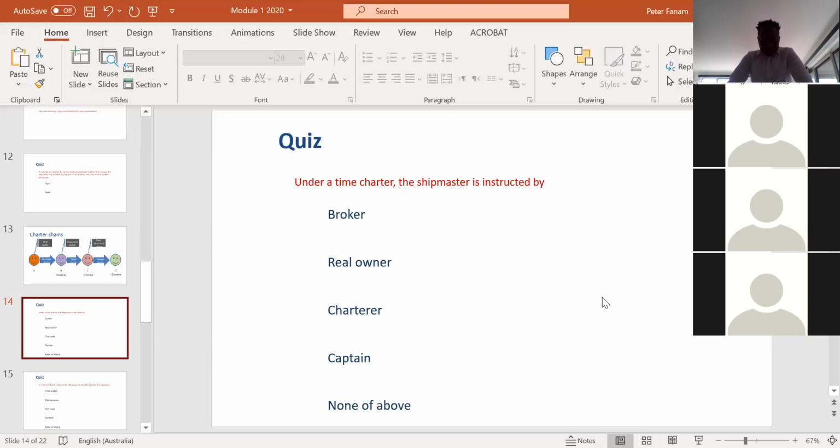Is it the real owner? Yeah, I'd say real owner as well. Okay. Any other person also with? I would say that the shipmaster is instructed by the charterer, because the charterer is going to tell the shipmaster where and what they're taking and where they're going. Okay. Yeah. Any other person having a different point?